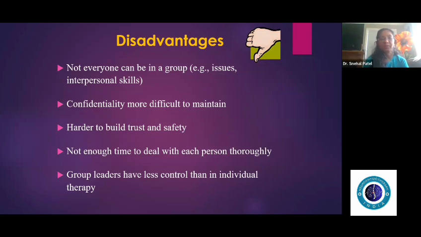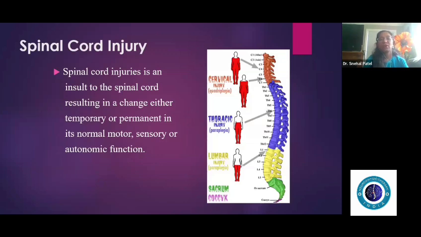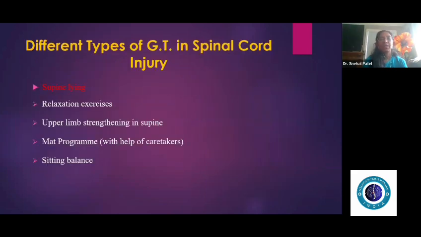But definitely group therapy you can conduct at least once a week or twice a week depending on which facility you are working. So first we'll talk about a spinal cord injury, which is an insult to the spinal cord resulting in the change, either temporary or permanent, in its normal motor, sensory or autonomic functions, either paraplegic or quadriplegic. So different types of group therapy in SCI like supine.